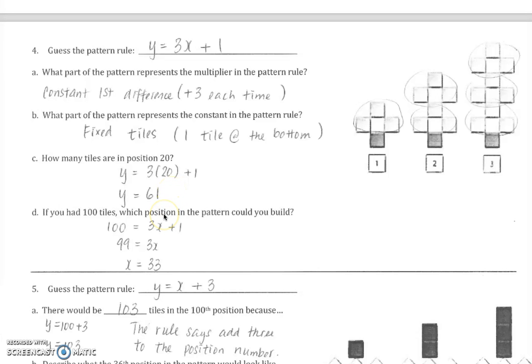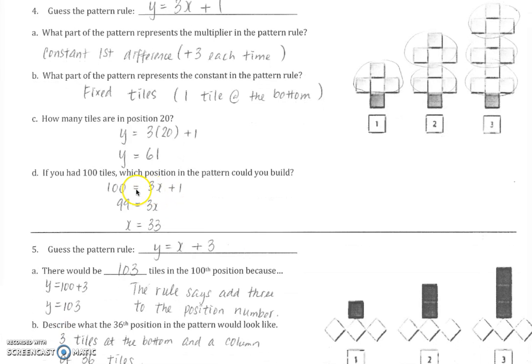If you had 100 tiles, which position in the pattern could you build? Well, we know that in total there are 100 tiles, and this is equal to 3 times position number plus 1. We will try to solve this equation. So let's get rid of that constant first. So we have 99 tiles in groups of 3, and divide 99 by 3. X is equal to 33.